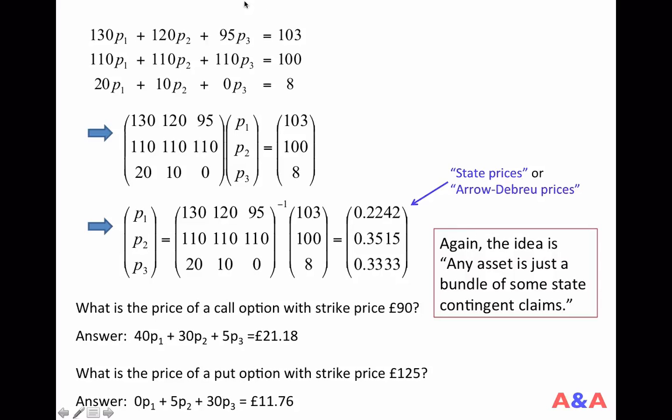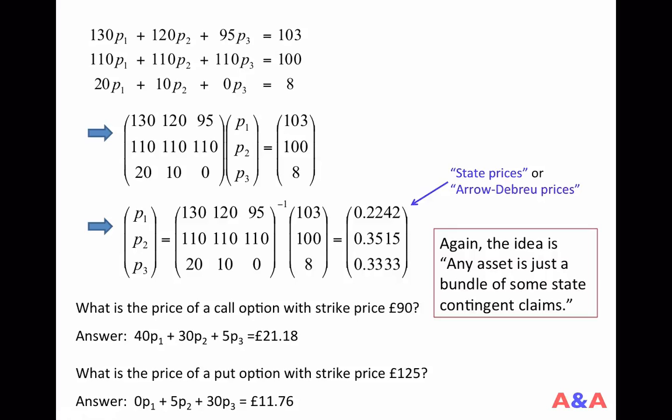Again, the essential idea is that any asset is just a bundle of some state contingent claims. Once you get these state prices, theoretical prices of state contingent claims or atoms, you can compute prices of any options or other risky assets.